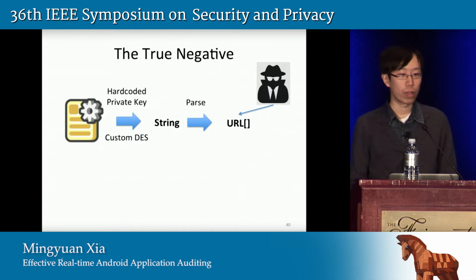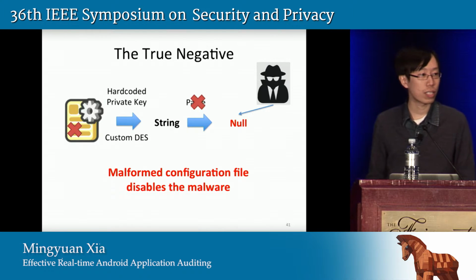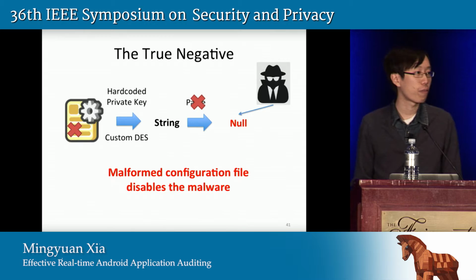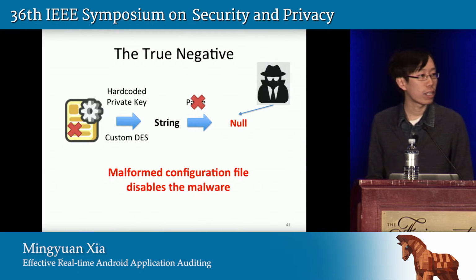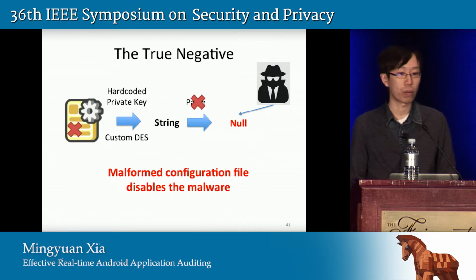This malware has a configuration file which is encrypted by a custom DES with a hard-coded private key. It returns a string, then it parses it and obtains a list of URLs that it will send your sensitive data to. However, this specific case has a malformed configuration file. After parsing it, it gets no URLs, so no leaks will happen in reality. Only by doing approximated execution, we run it, decode this configuration file, and perform all the parsing. We know that there won't be leaks at all.